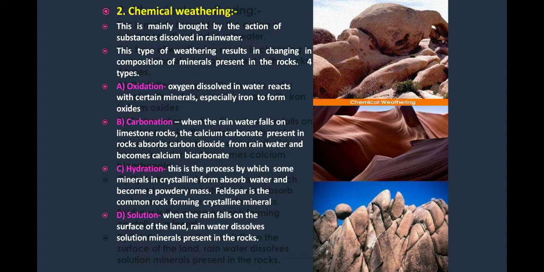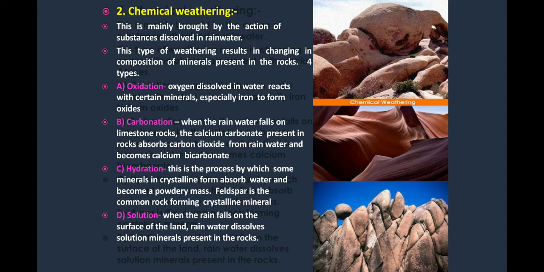Now there are four types. Oxidation: oxygen dissolved in water reacts with certain minerals, especially iron, to form oxides. Carbonation: when rainwater falls on limestone rocks, the calcium carbonate present in the rocks absorbs carbon dioxide from rainwater and becomes calcium bicarbonate. Okay.